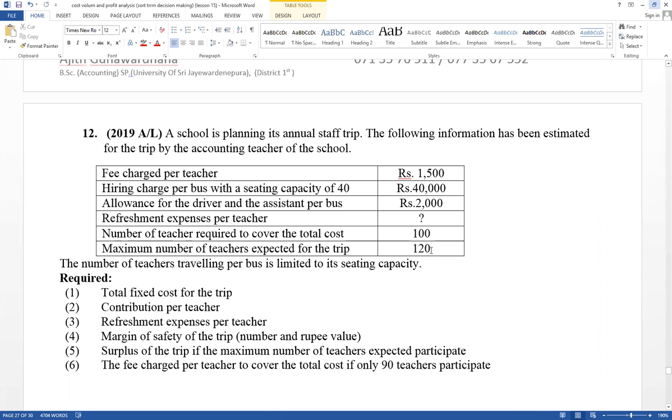Teachers 120 coming. Think how many bus requires.